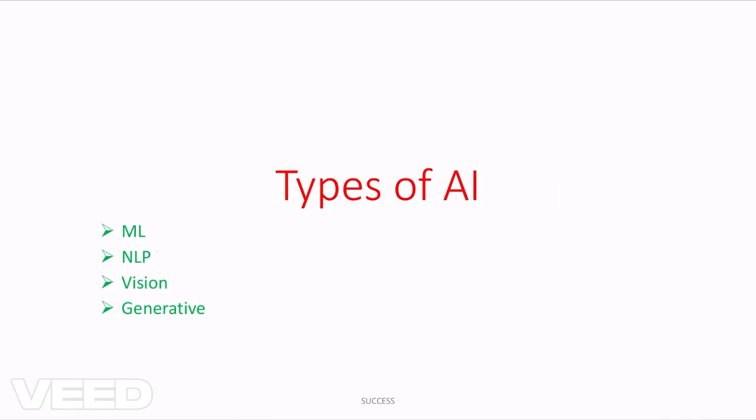So let's see types of AI. Now, AI isn't just one thing. You've got machine learning, which finds patterns in data, natural language processing, that's what powers chatbots and translations, computer vision lets apps understand images, and generative AI, that's the cool stuff creating text, code, and even images.